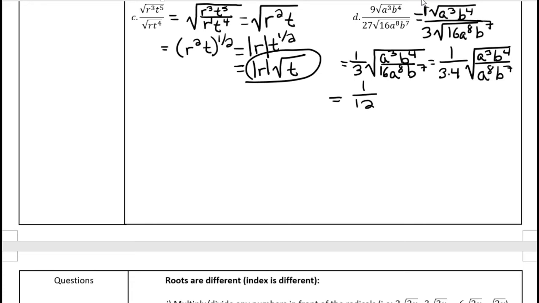Now we're going to subtract. So we got a to the third minus a to the 8th. Okay, so that's going to give me 3 minus 8 is -5. So I got square root of a to the -5. Now I got b to the 4th minus 7. So now that's going to give me -3.